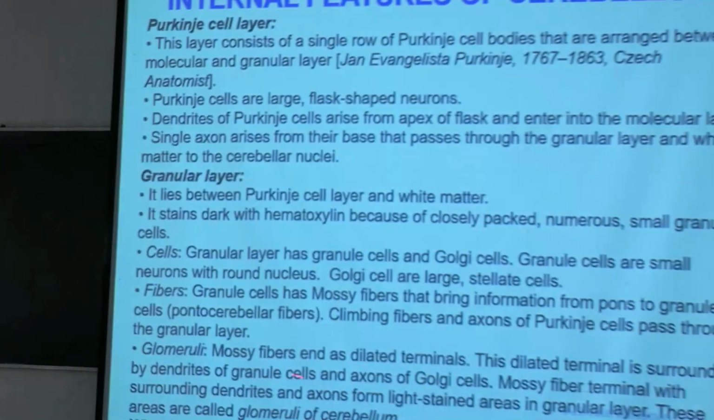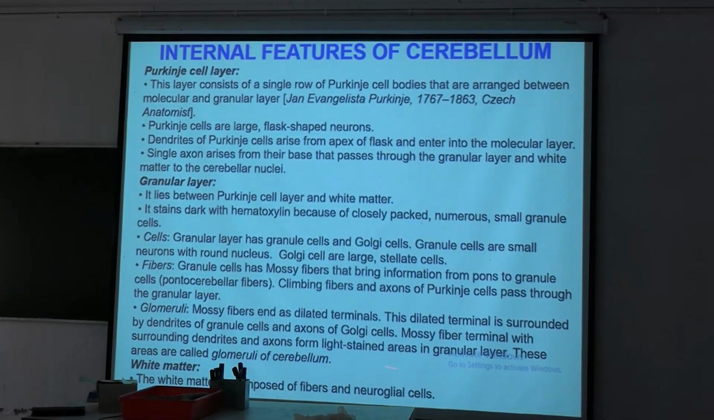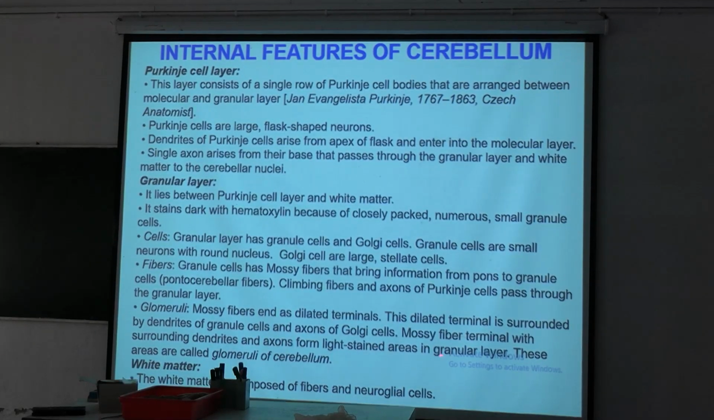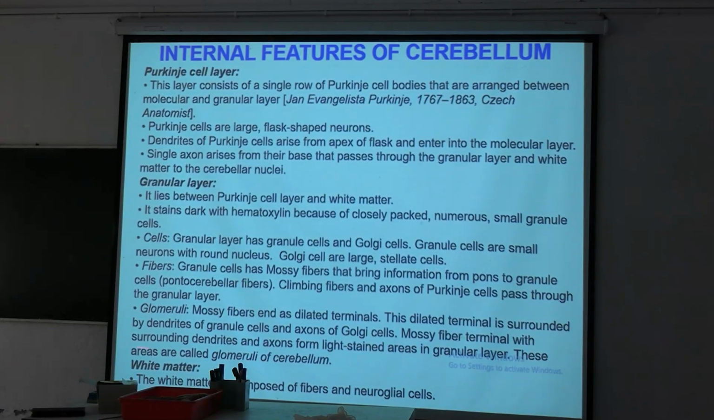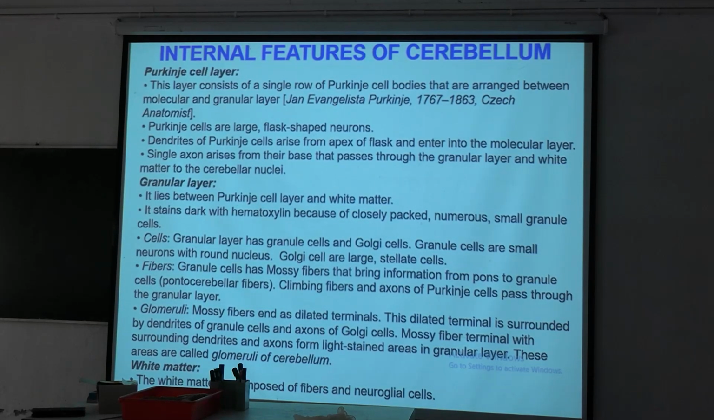So in glomeruli, mossy fibers end as dilated terminals, and this dilated terminal is surrounded by dendrites of the granule cells and axons of the Golgi cells. The mossy fiber terminal with surrounding dendrites and axons forms a light stained area in the granular layer, and these areas are called glomeruli of the cerebellum. And the white matter of the cerebellum is composed of fibers and neuroglial cells.